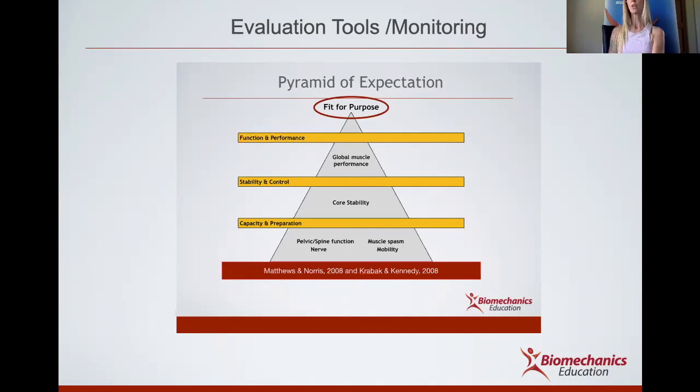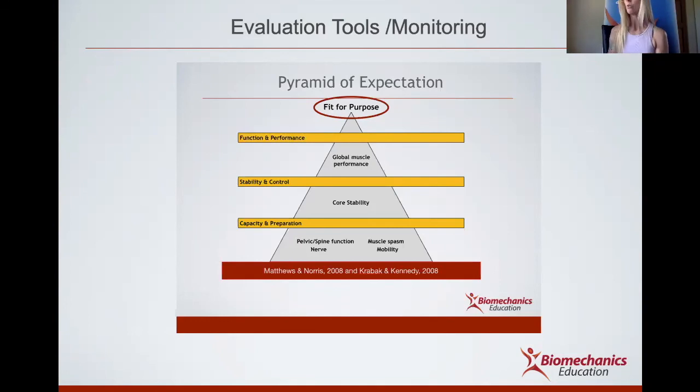I think it's also key right up front with a client in one of our evaluation tools to use something like the example here, the pyramid of expectation, so that we can set up an appropriate level of expectation in the beginning. A client coming to us with back pain and asking us to help them get rid of it is a really good example. So what we probably don't want is their goal to be no back pain.